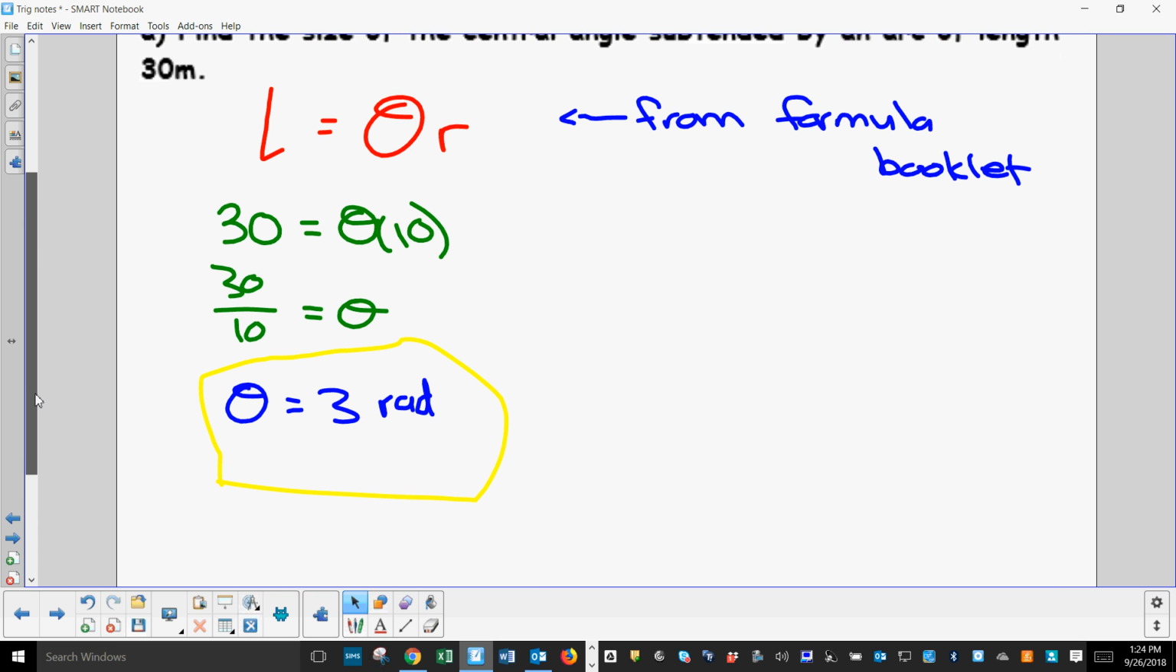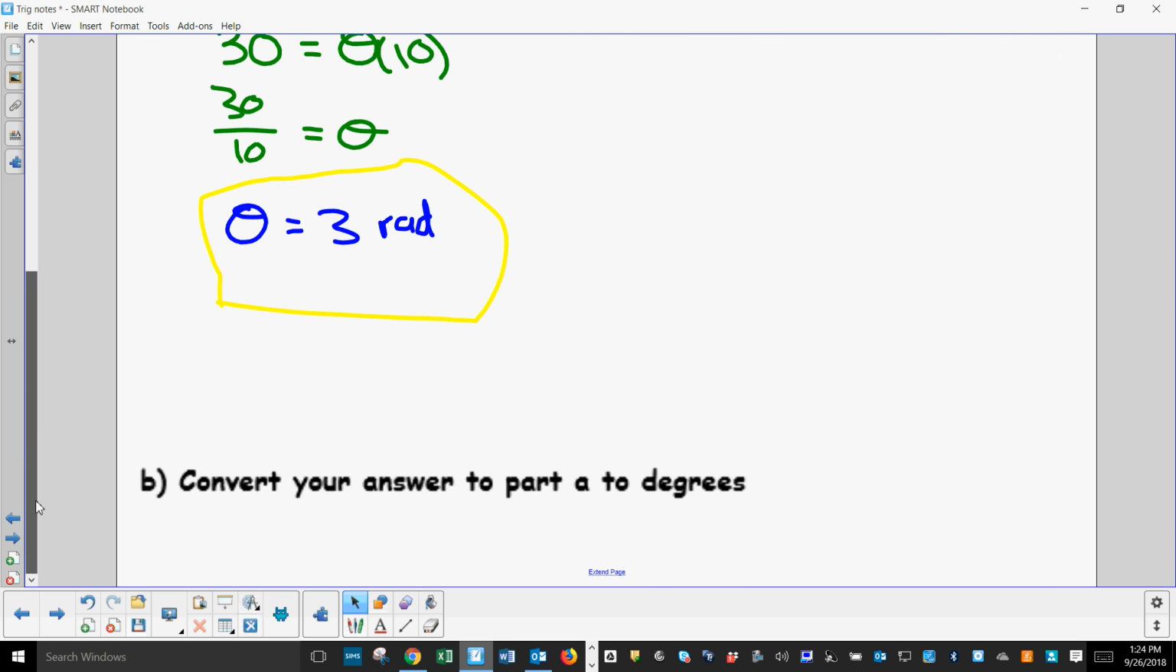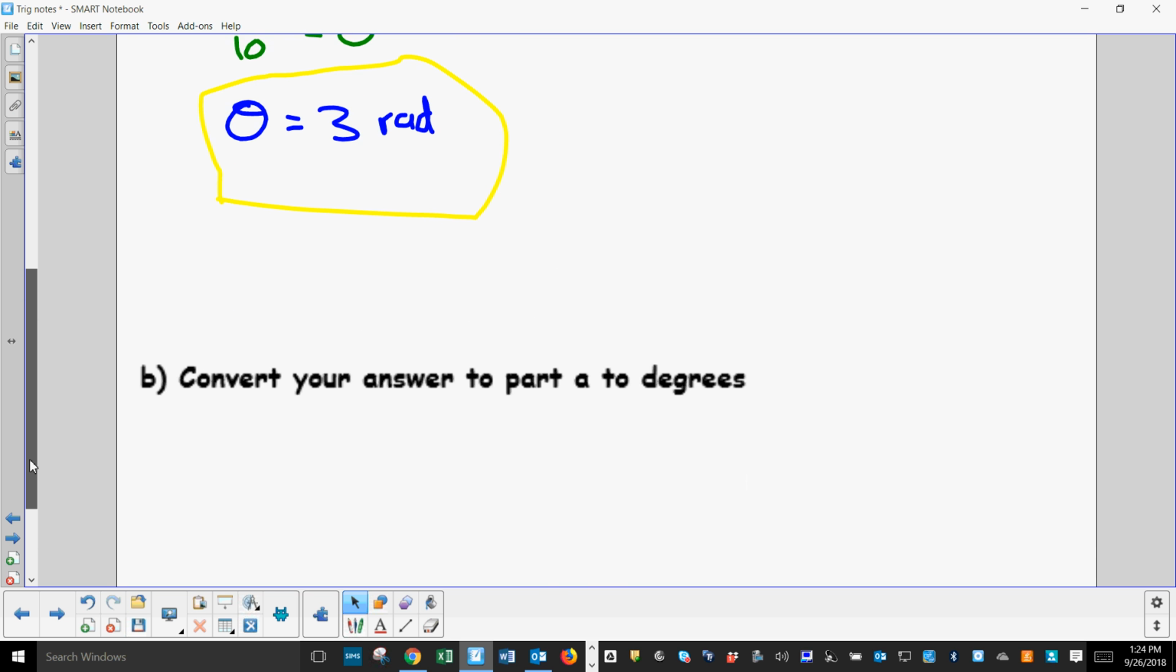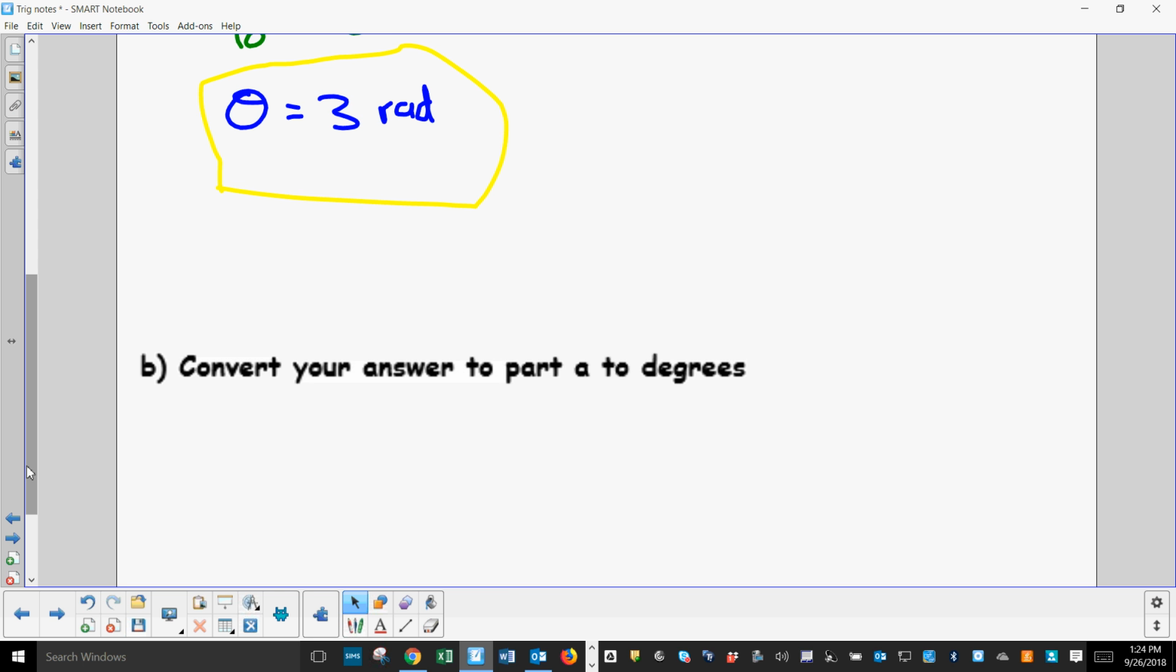Now all we had to do was convert your answer to part A into degrees. How would you convert that into degrees? Sometimes if you've got your way of doing it and it works, life's great. My way, for any conversion between radians and degrees, is to write out my reference: pi radians equals 180 degrees.